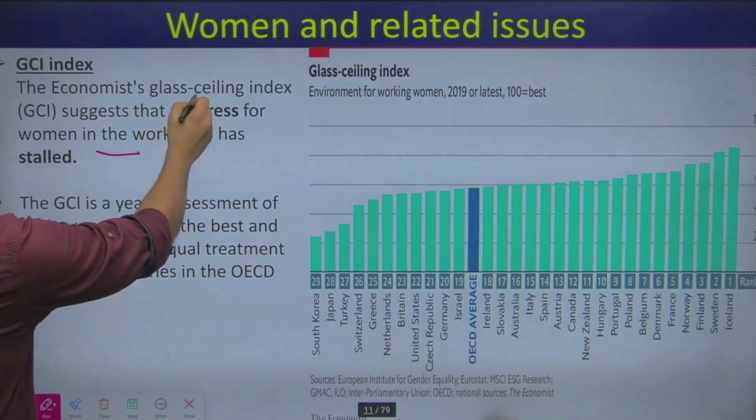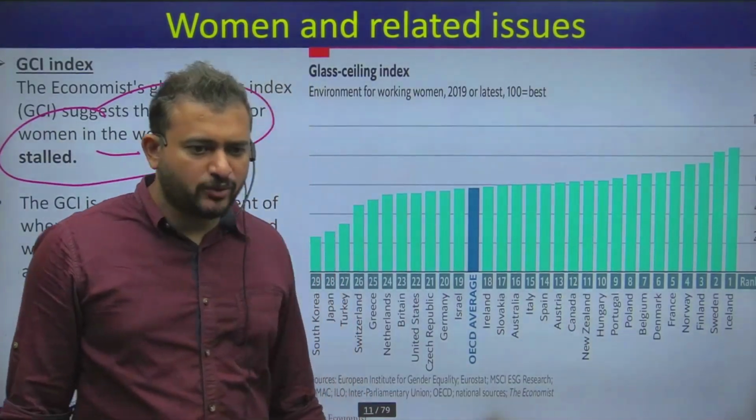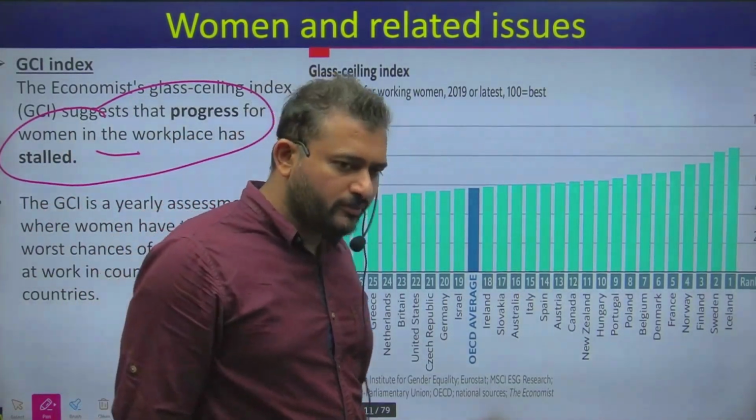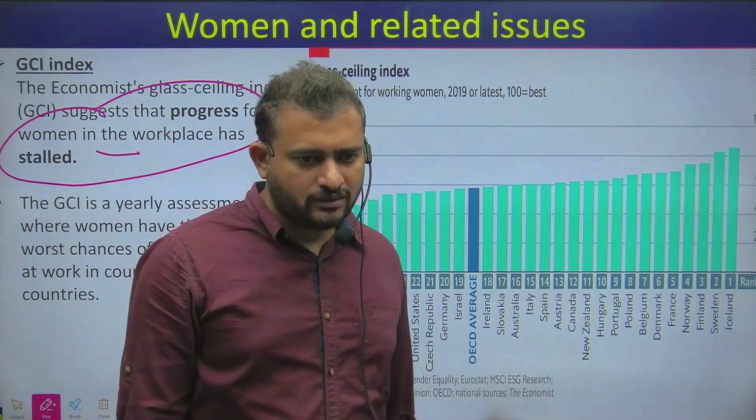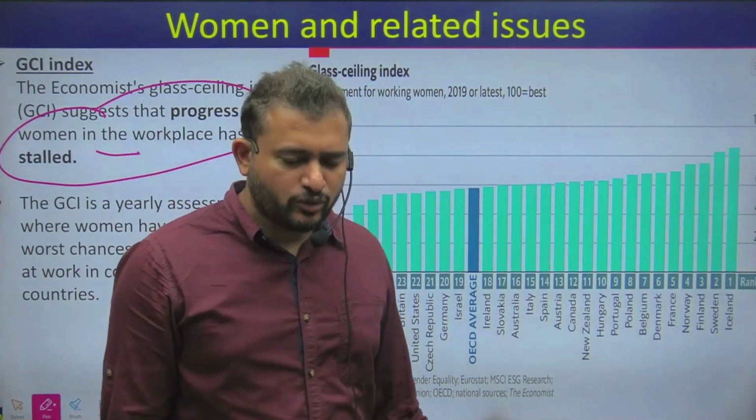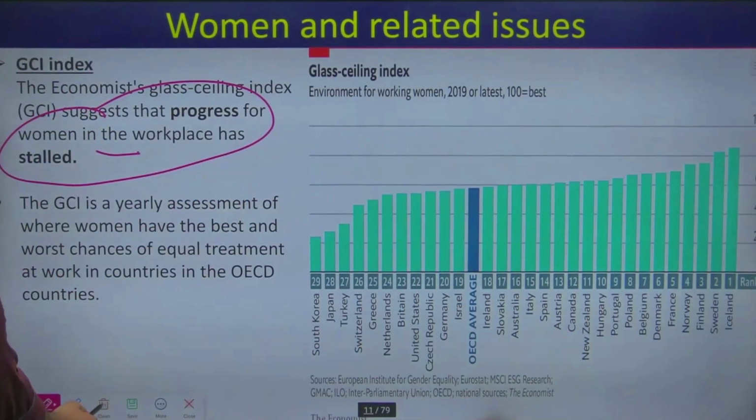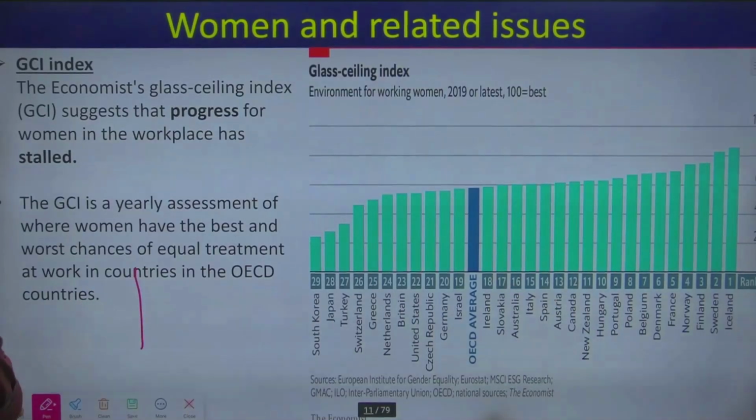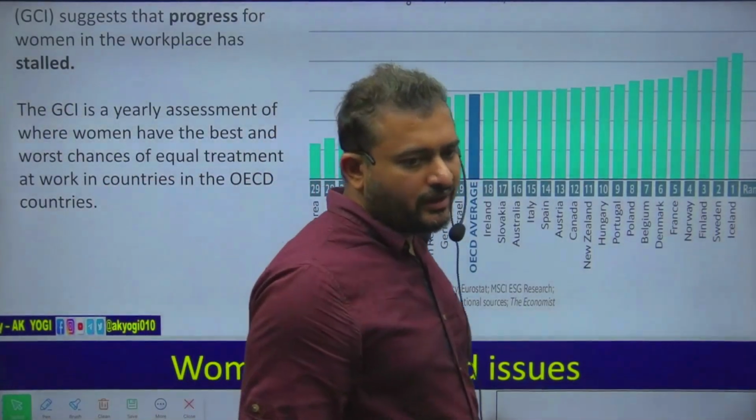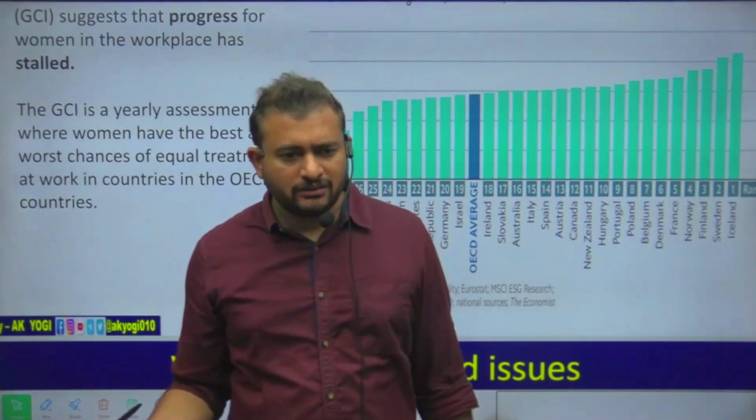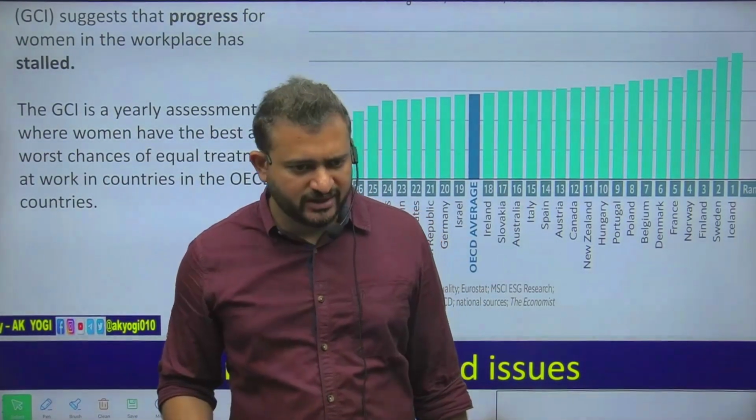So glass ceiling stalls the progress of women, because it is an invisible barrier which restricts women's progress, women's growth, and women's promotion into decision making roles, the boardroom, and upper management. So that is the glass ceiling. There is a glass ceiling index, which reflects the status of the glass ceiling in different countries. That means which country is more discriminatory towards women in not providing the opportunity to grow, and which country is less discriminatory.